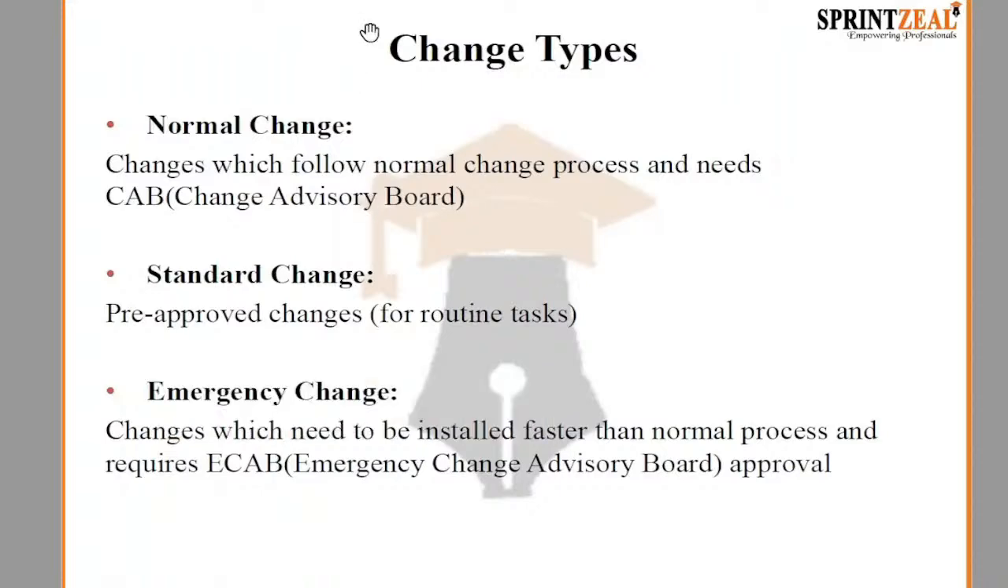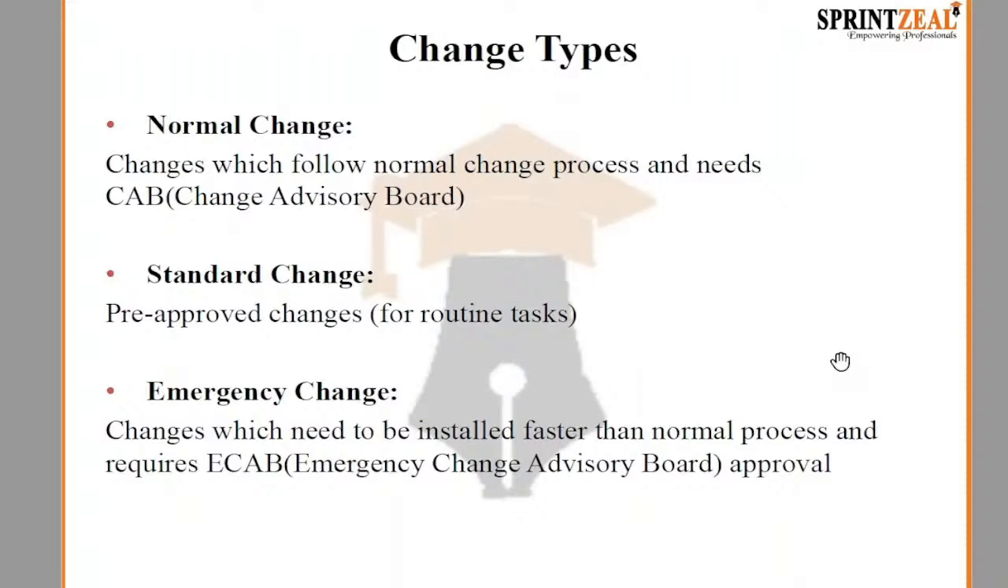So types of changes. These are important to note. A normal change follows a normal change process and needs a change advisory board. Do you all have change advisory boards or CCBs at your organization? Nope. Okay. Oh, no. We certainly don't. Okay. So this will be a new concept. However, it's not difficult to understand.